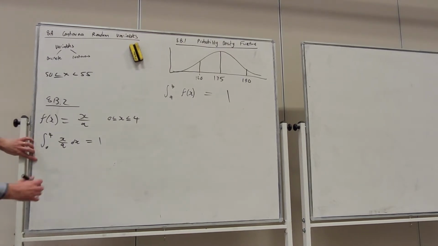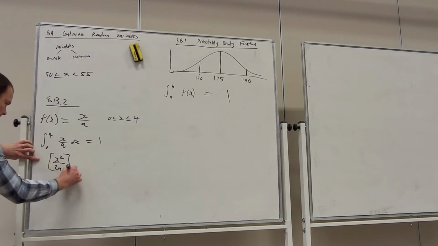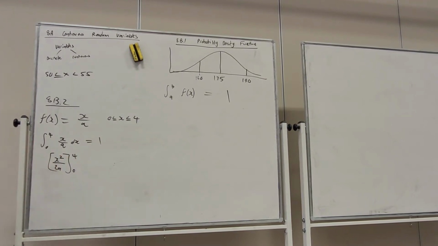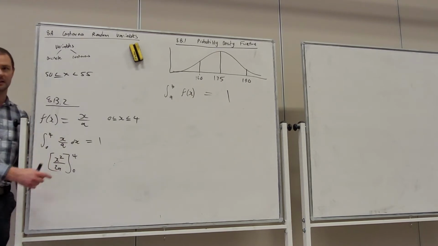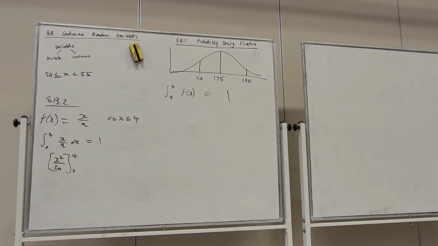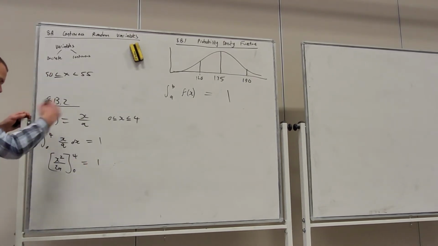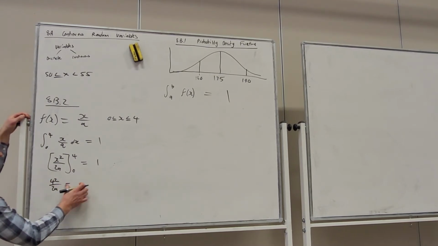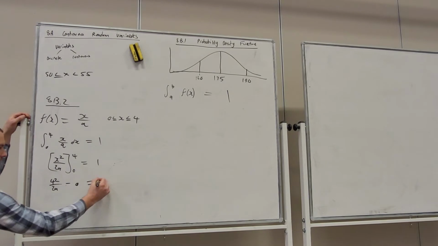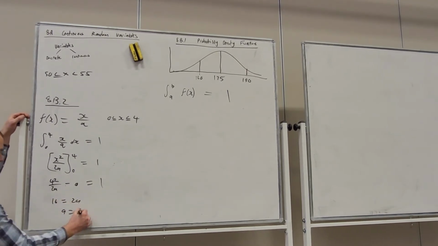So I'll do that. We're going to have x squared on 2a. The integral of x is x squared on 2, and a is hanging out at the bottom, that's just a number. This is equal to 1. We'll plug the 4 and the 0 in, so we're going to have 4 squared on 2a, take the 0, and plug the 0, equals 1. We've got 16 is 2a, we have a is 8.